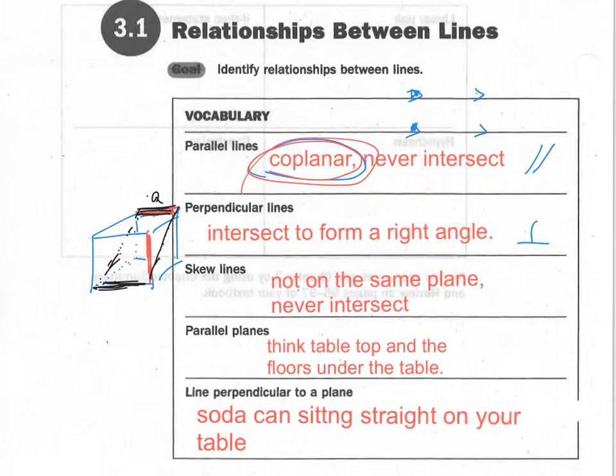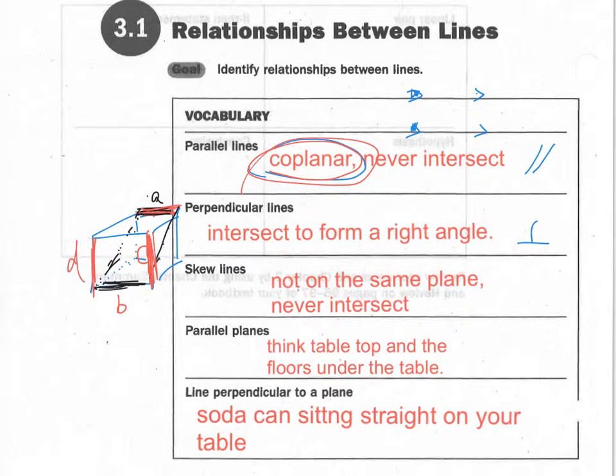So that black line, let me call that line B, is not skew to line A, okay? Only this red part here, let's call that line C, and you can call this one line D. Those are skew lines compared to line A.